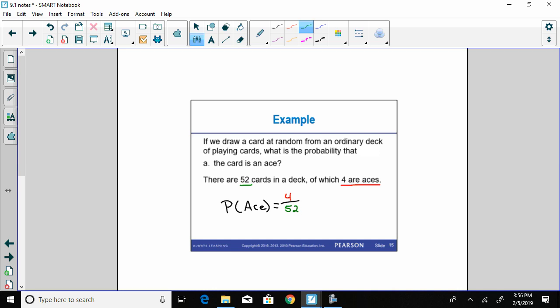Now, can I reduce that? Yes, I can. 4 goes into itself once. 4 goes into 52 13 times. So I can reduce that, and I get 1/13.